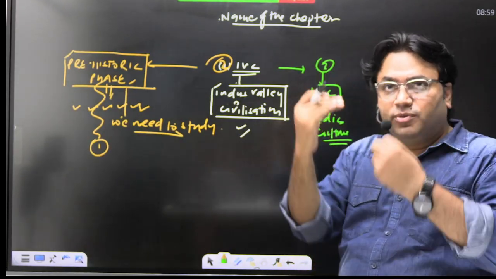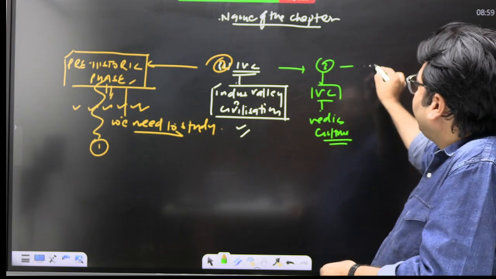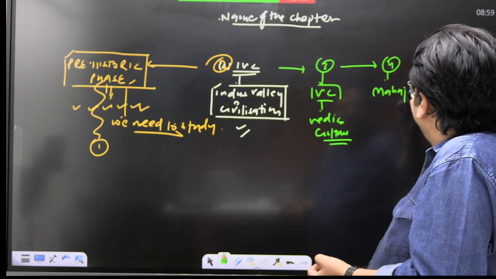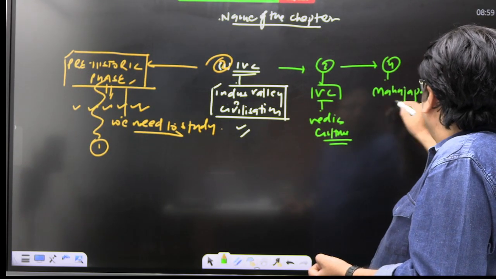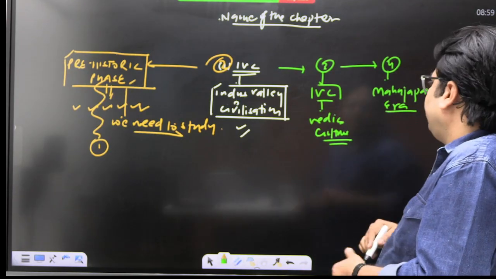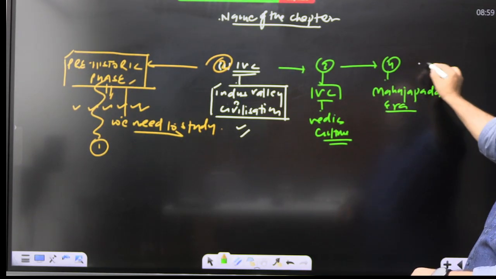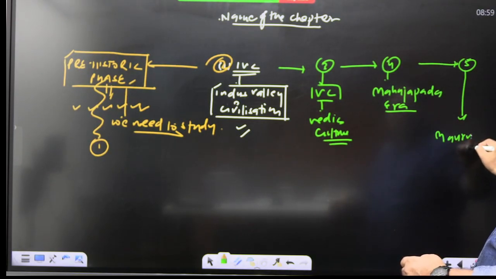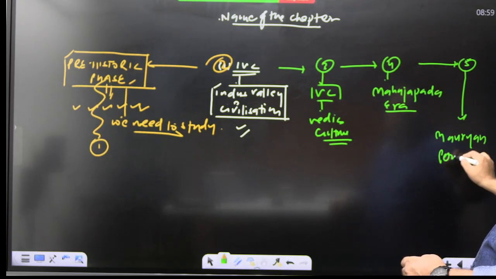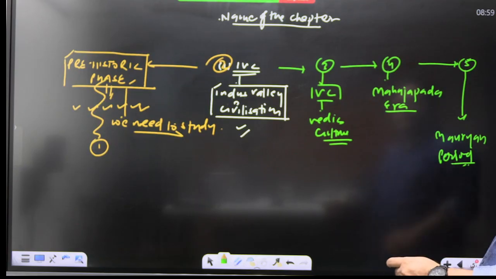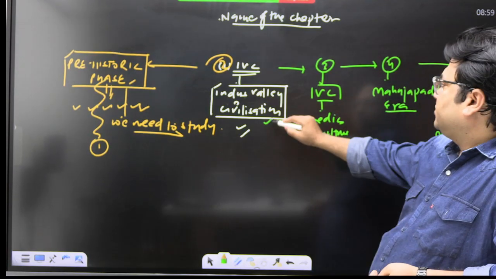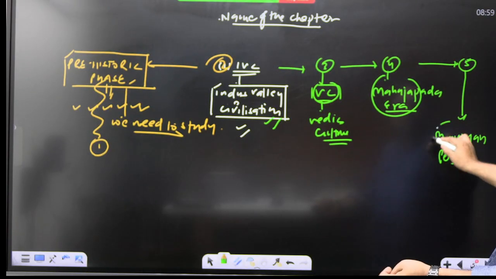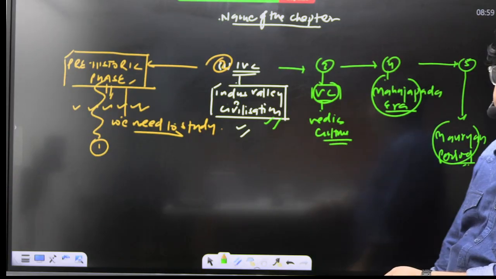I will also discuss the important themes and the timeline. The fourth chapter is Mahajanpada era. The fifth chapter here is Mauryan period. This is Indus Valley Civilization. This is Vedic culture. This is Mahajanpada era. This is Mauryan period. Right?